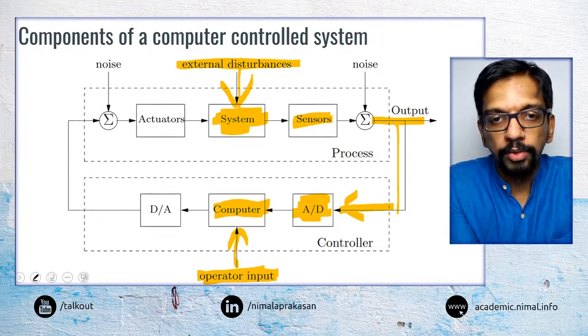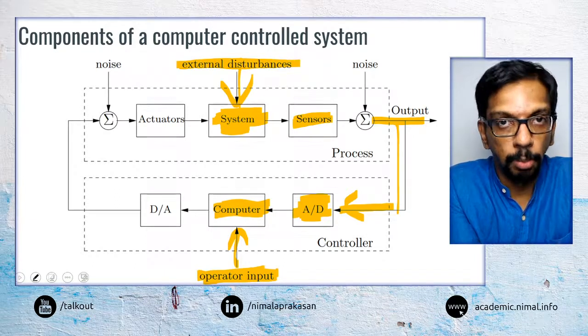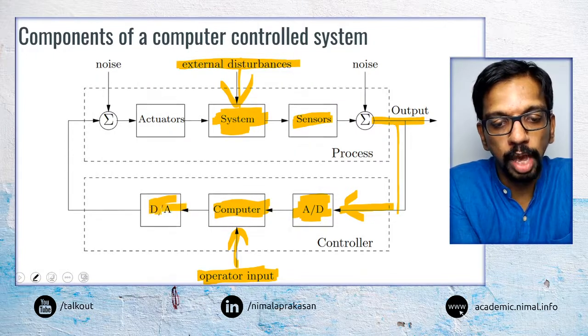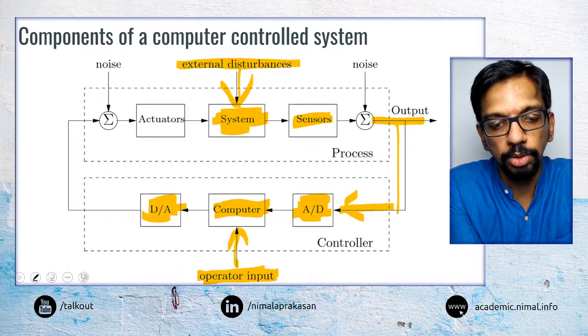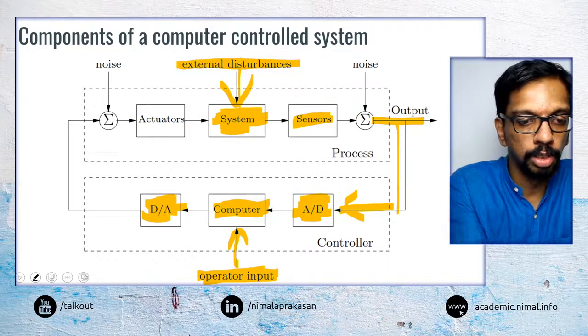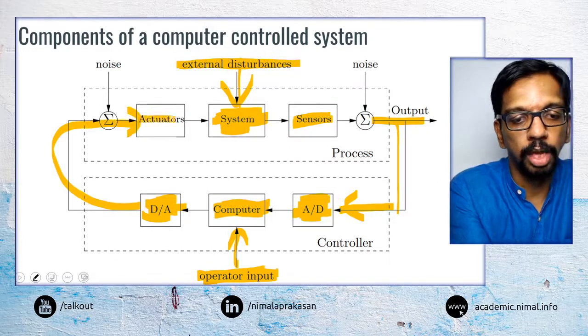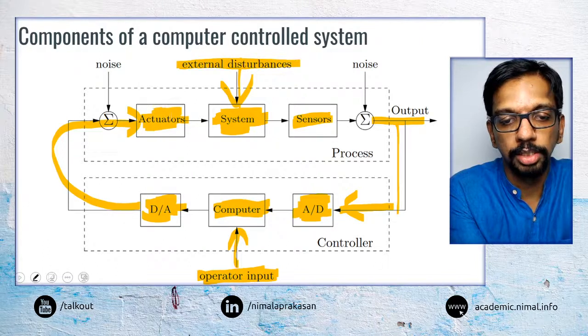Then whatever the necessary outputs for that motor, the compressor and so on will be produced, and that output may have to be converted from a digital value to again an analog input, which can be given back to the actuators to make the changes to the system.